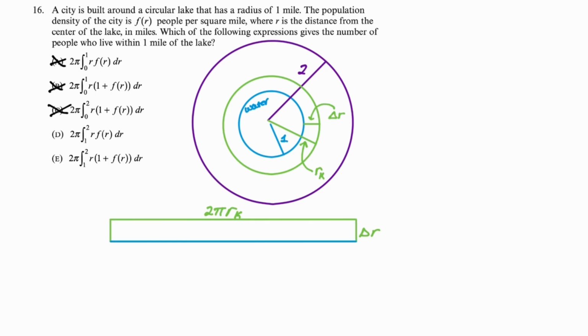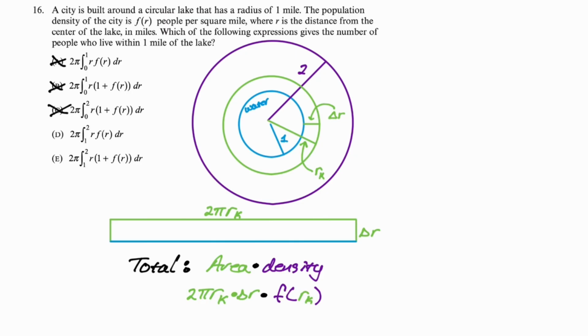To find the total number of people living in this strip, it's going to be the area times the density within the strip, right? Because density is people per square mile and area is square miles. So area is, as we mentioned, just base times height for a rectangle at this point. So 2 pi r sub k delta r. Density, we're told, is f of r, so f of r sub k in our case. Now, if we add these up and take a limit, we know that r sub k just turns into r, and we know that delta r is going to turn into dr. So this, in our integral, will become 2 pi r f of r dr. If we look at the answer choices, we can see that only D fits the bill for that.